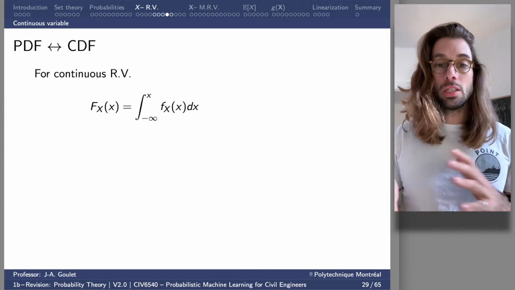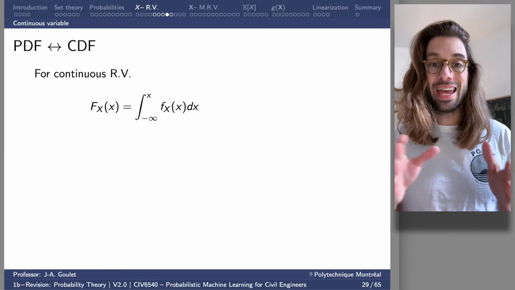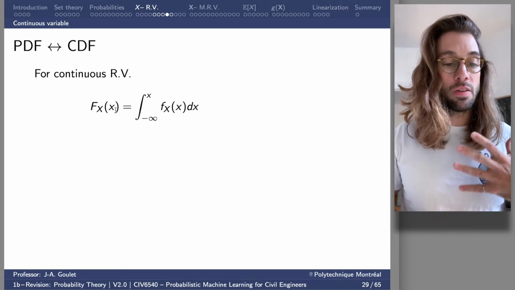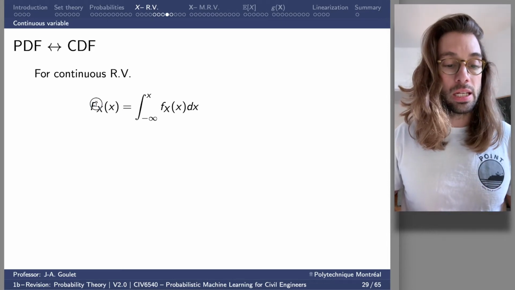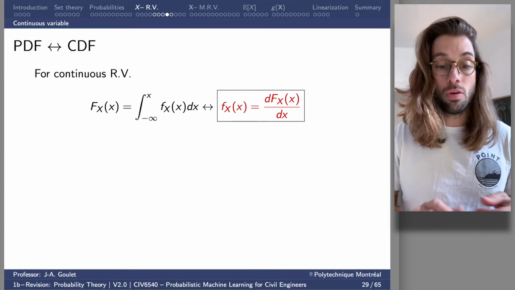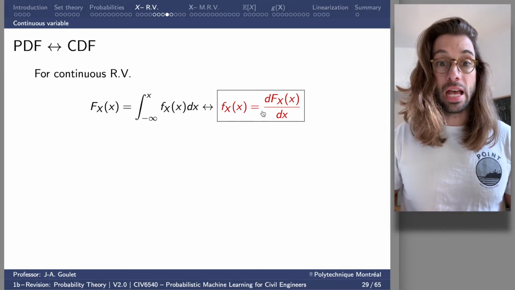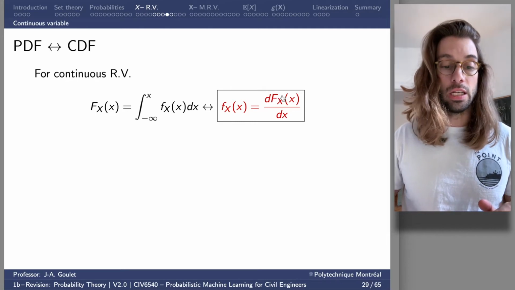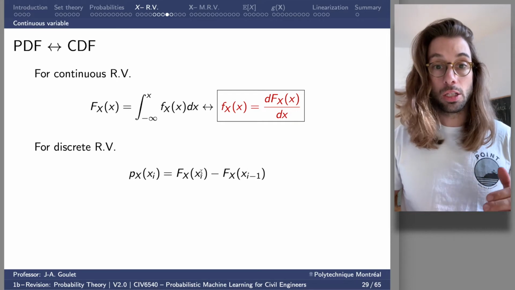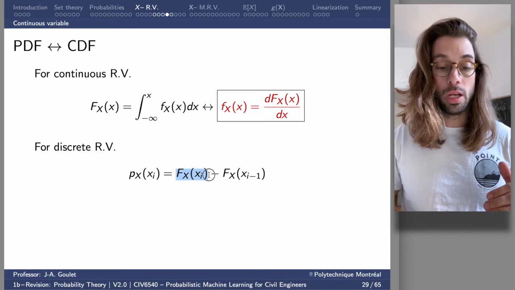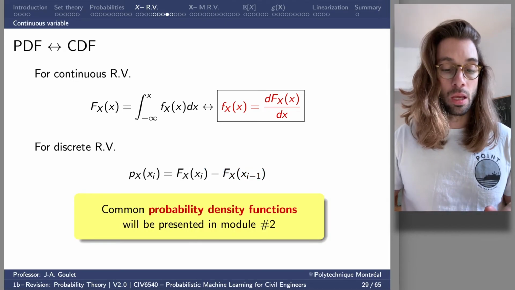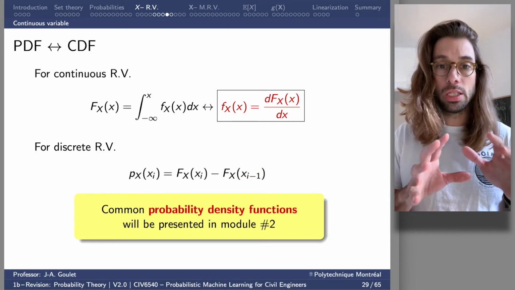Okay, so what is the link between a PDF and a CDF? What is the relationship between one and the other? In the case of a continuous random variable, we can see that the CDF is the integral of the PDF. So the opposite is also true: we can say that the PDF is the derivative of the CDF. In the case of a discrete random variable, the PDF is the difference between the CDF values of two consecutive outcomes.